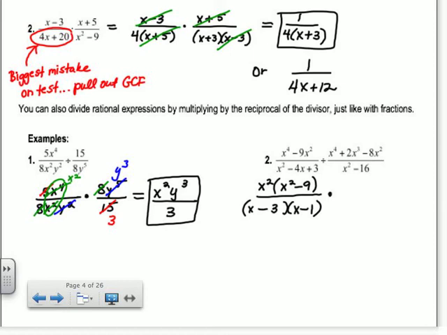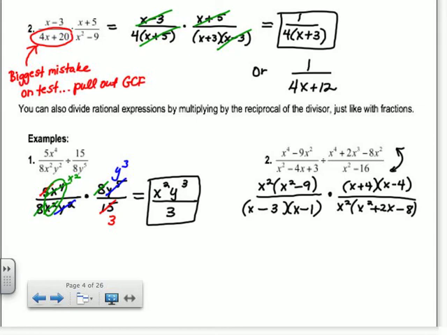All right, now I'm going to multiply by the reciprocal. So when I do that, my x squared minus 16 is now on the top, and it factors as x plus 4 times x minus 4. And then my denominator is looking kind of weird. It's x to the fourth plus 2x cubed minus 8x squared. So what do I need to do first? Right, pull out the GCF, so x squared. So I'd have x squared plus 2x minus 8.